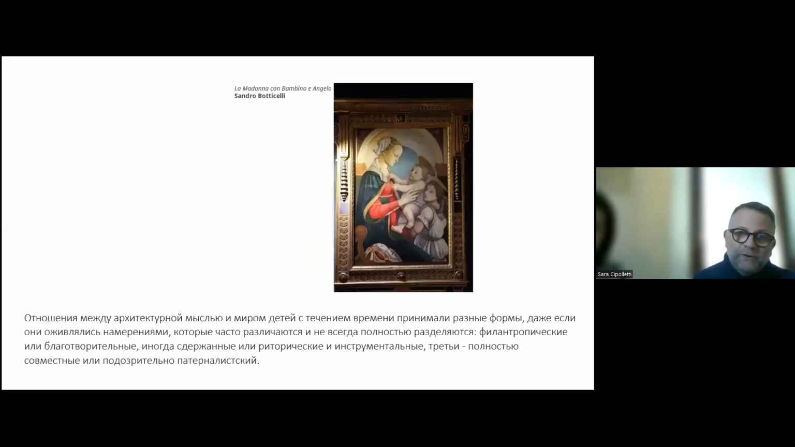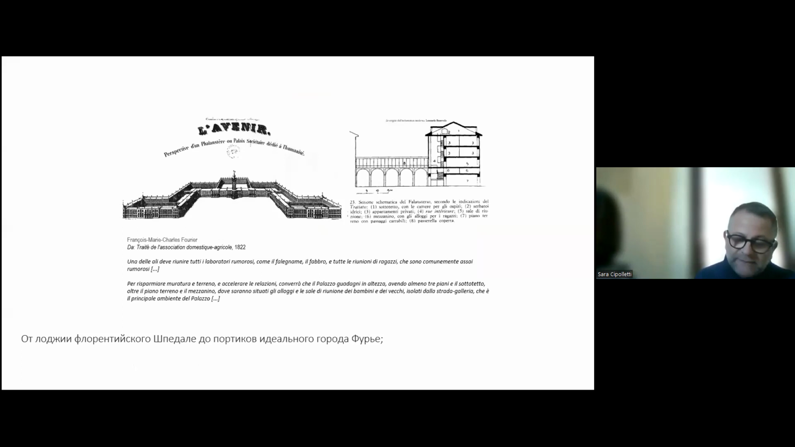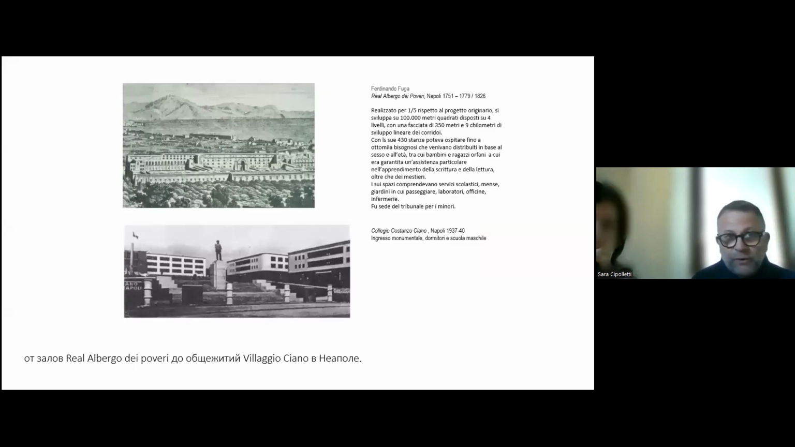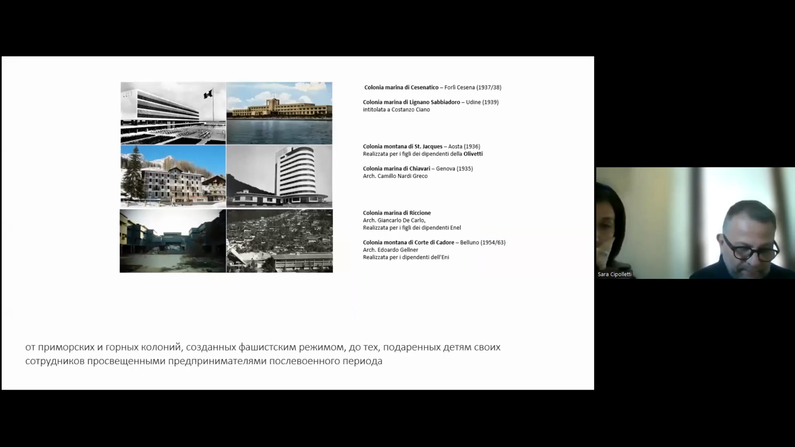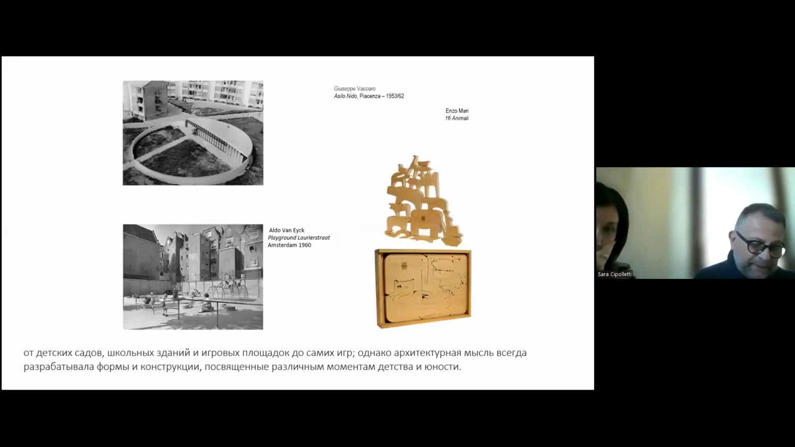There are many examples of this relationship, from the loggia of the Spedale of Florence to the porticos of Fourier's ideal city, from the halls of the Real Albergo dei Poveri to the dormitories of the Villaggio Ciano in Naples, from the seaside and mountain colonies created by the fascist regime to those given to the children of their employees by enlightened entrepreneurs of the post-war period, from kindergartens, school buildings, and playgrounds to the games themselves.